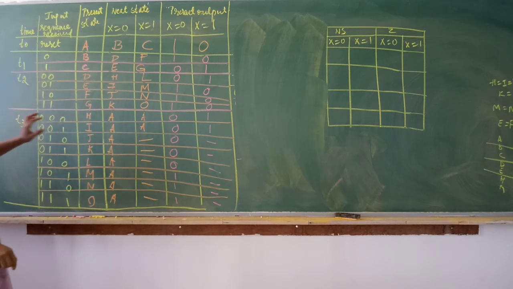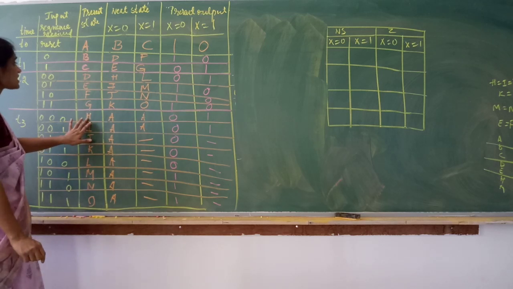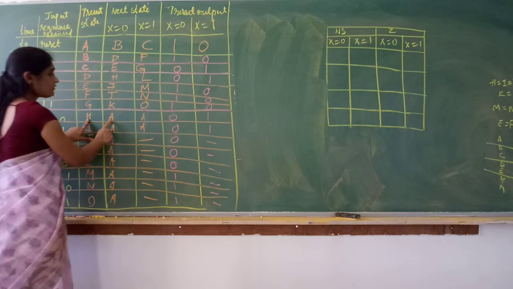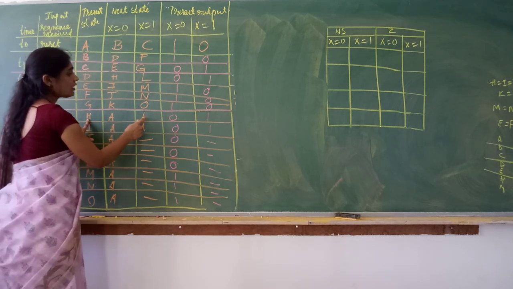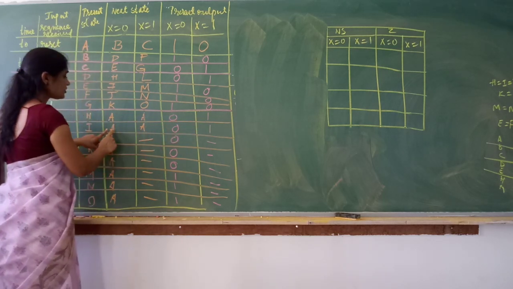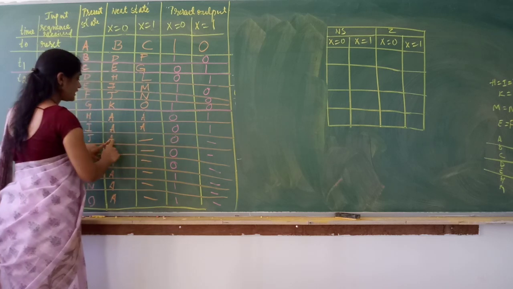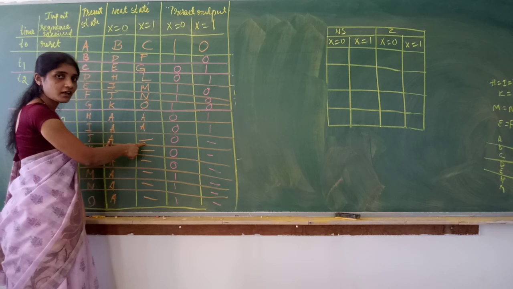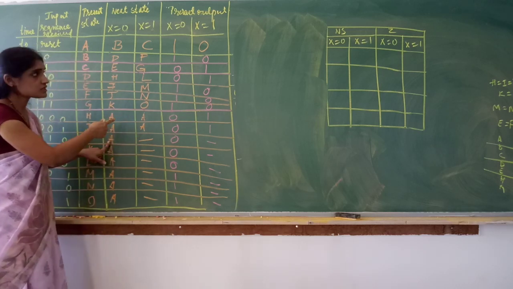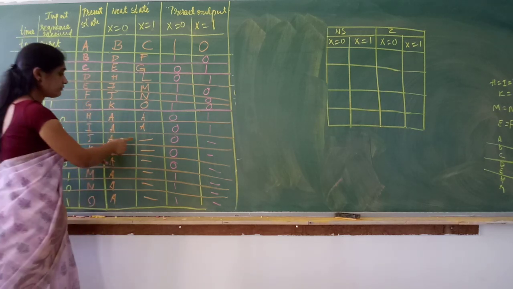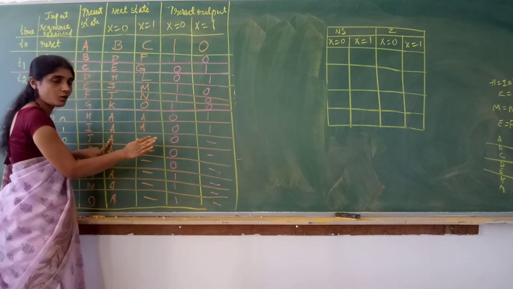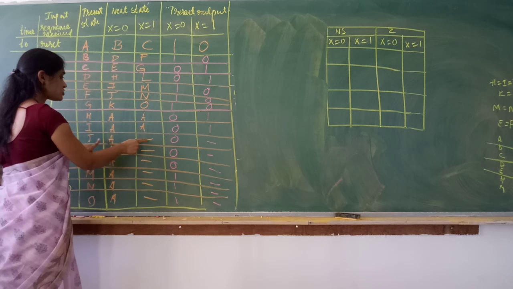For example, look at this state, state H. What is the next state we have? A. Output is what? 0, 1. Look here, A, 0, 1. And we know that a dash can be matched with any state and any output. This concept you have studied in the QM method. Wherever we have a dash, that can be matched with any state, any output variable. So this can also be taken as A.